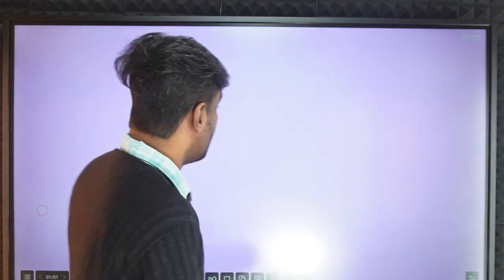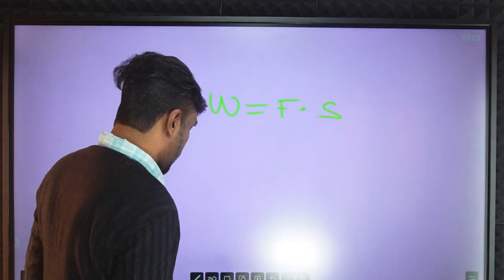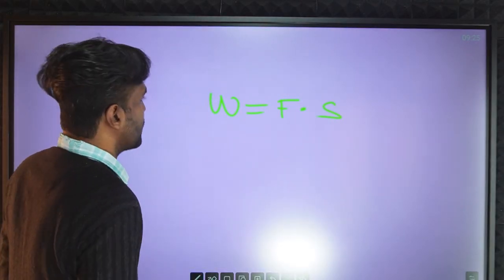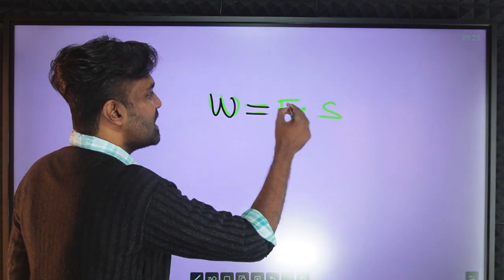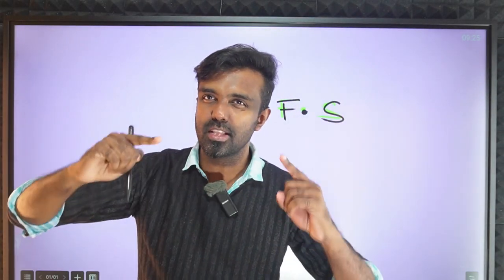Here we go. The chapter name is called Work Energy Power. Okay guys, so what is the work done? Actually, work is the dot product of force and displacement. What is the work done, guys? Work is the dot product of force and displacement. That is called the work done.